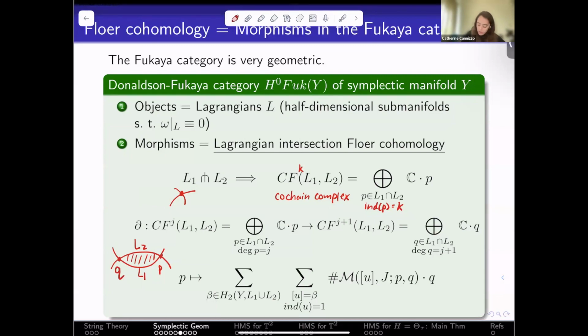So another way to write this: when you take the differential of P and you look at the coefficient on Q, it's this count of curves in the moduli space. So you sum over all Q's here, and sometimes there's overlap in the intersection points, and sometimes you have the same point. Yeah, good question.